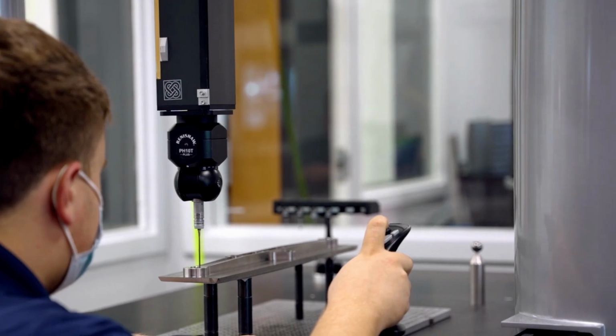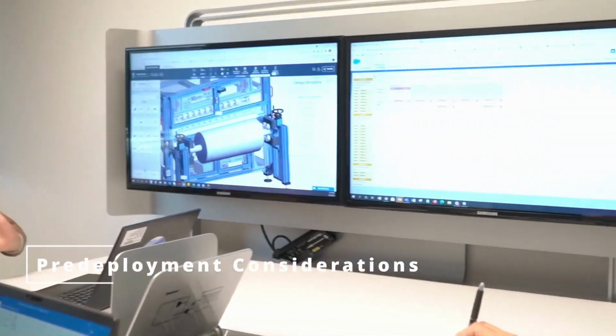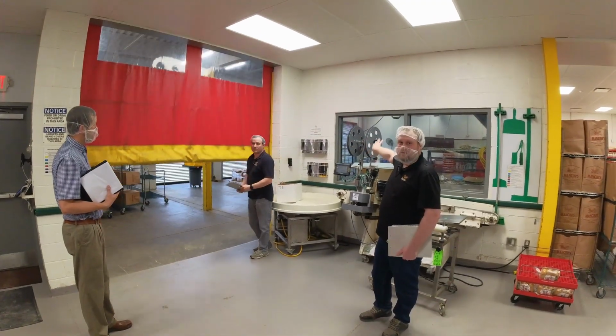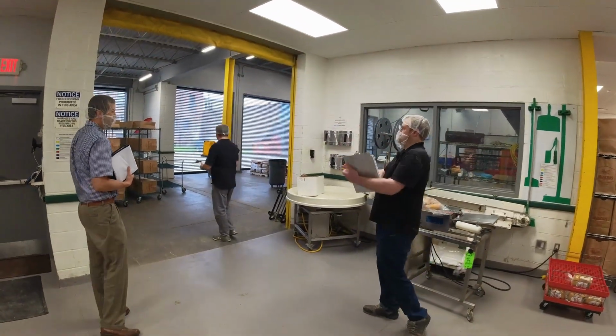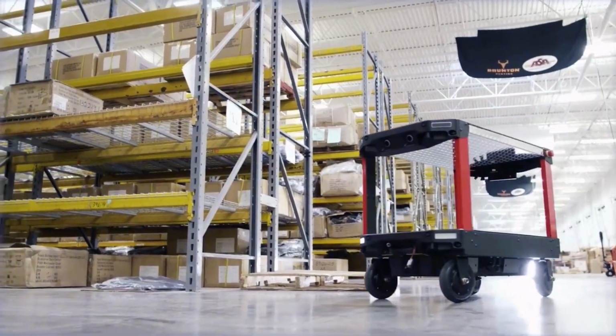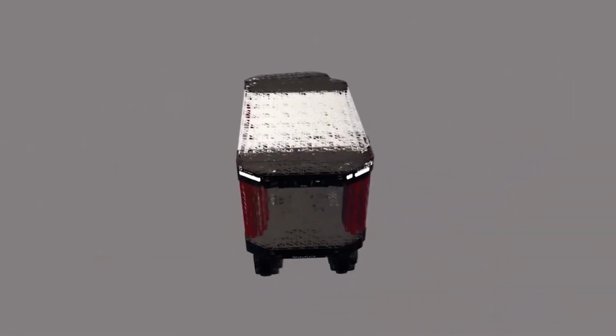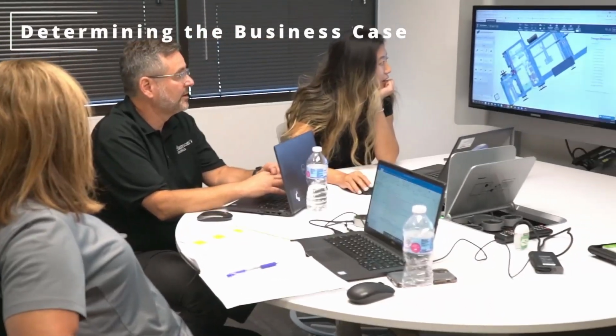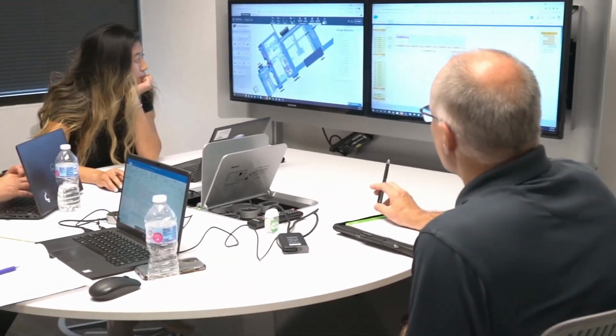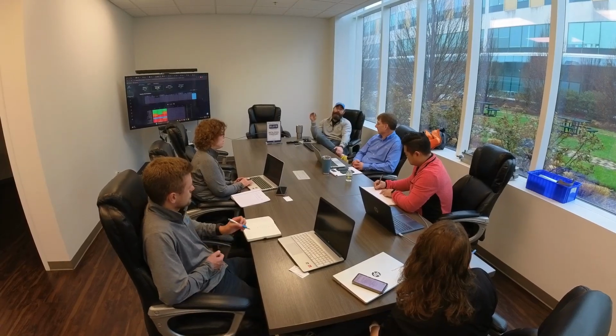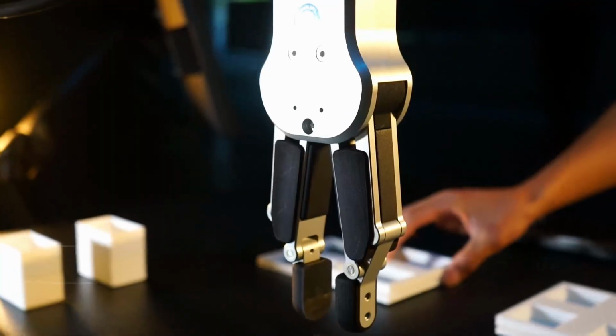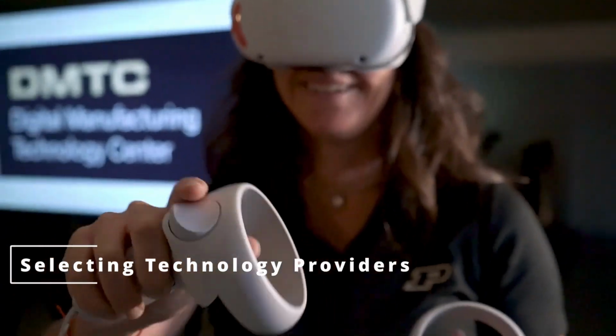Steps covered in this playbook include considering key factors and questions prior to deployment. For example, does your facility have the right infrastructure to support the new technology? And what technology options are available? Determining the business case, which helps justify the value of the project to your business by weighing the benefits against the costs.